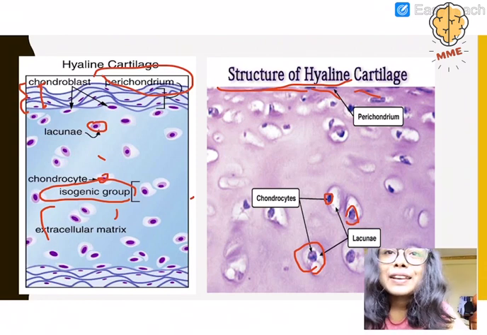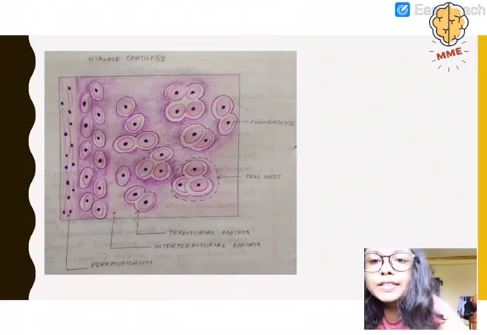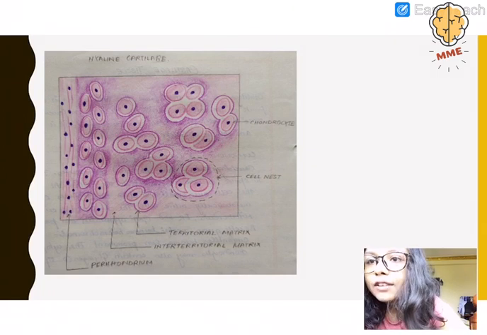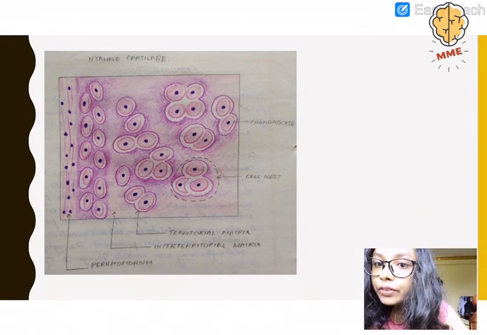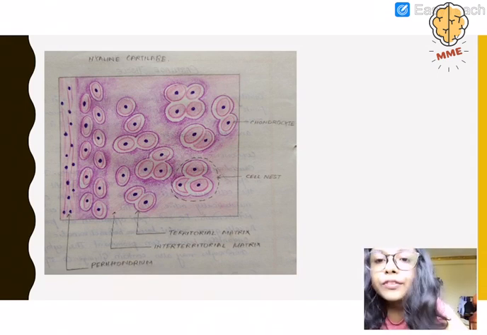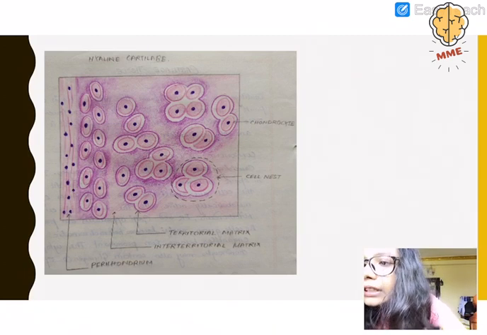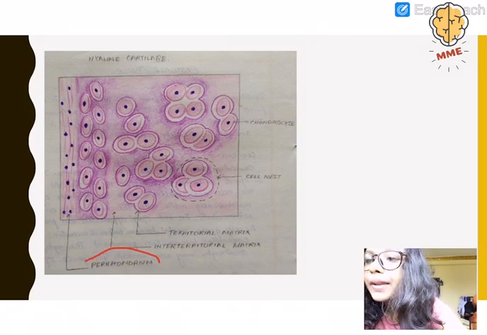This is the picture you will have to draw in your copy. You can see the chondrocytes, and you can see the nests, the groups of cells. These nests contain the isogenous cells. And the last is the perichondrium.